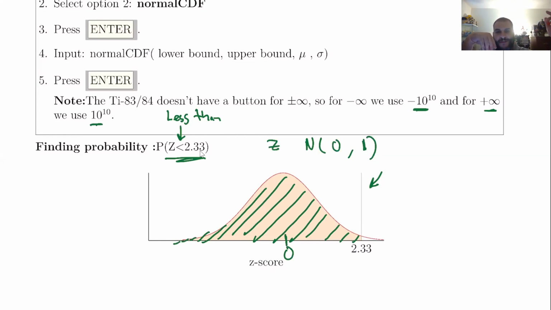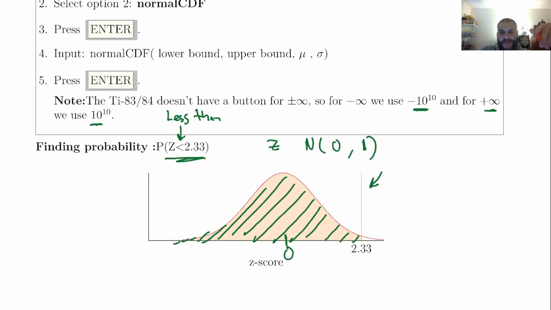All right, so if you remember when we did the empirical rule, this was literally impossible for us to calculate because we couldn't go 2.33 standard deviations away. So that's why for this one, you have to use the normal distribution, not the empirical rule.